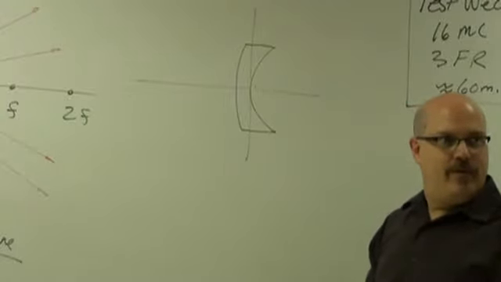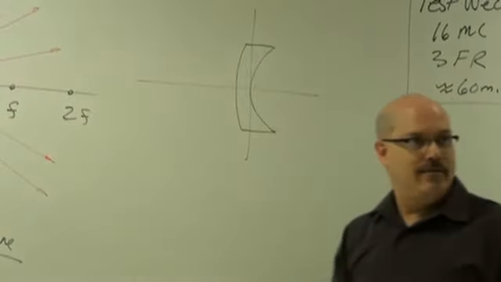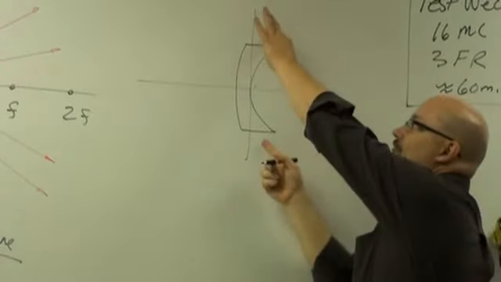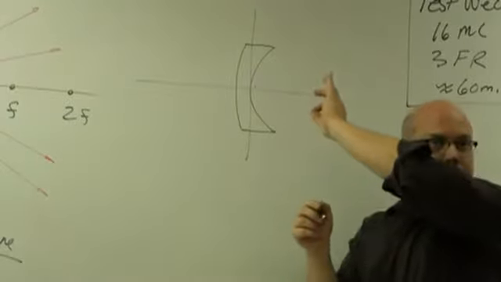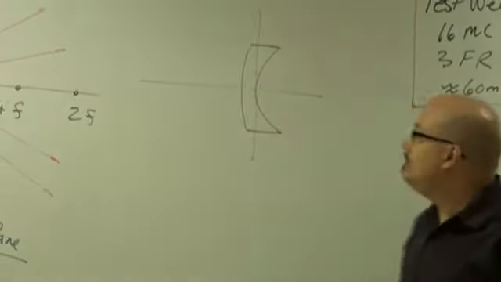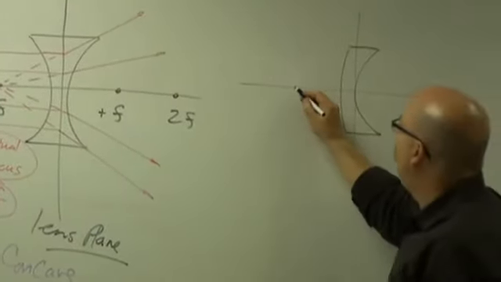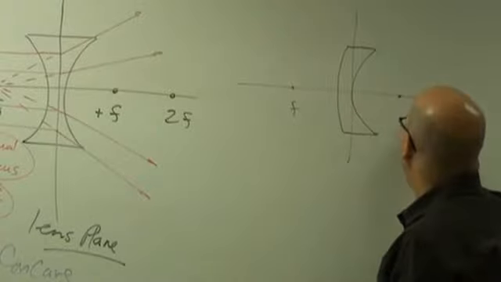How do I know it's this kind of lens? Because the outside is fatter than the middle, right? So if it's skinny in the middle, it's one of these kinds. I'm going to draw one just like that just so you don't freak out. Okay, you're going to have a focal point here. You're going to have a focal point here.